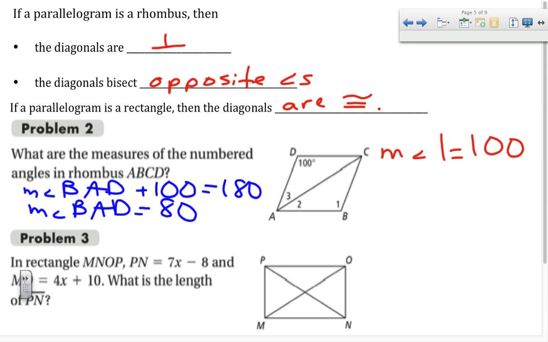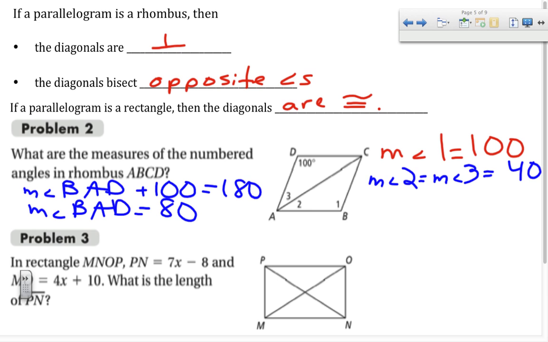Look at angle BAD. Look at angles 2 and 3. Remember one of the properties of a rhombus. Right, angles 2 and 3 are congruent. So what am I doing with this 80 to find the measure of each one? Divide it by 2, yes. So the measure of angle 2 equals the measure of angle 3 equals 40. Pretty straightforward stuff, I would say.